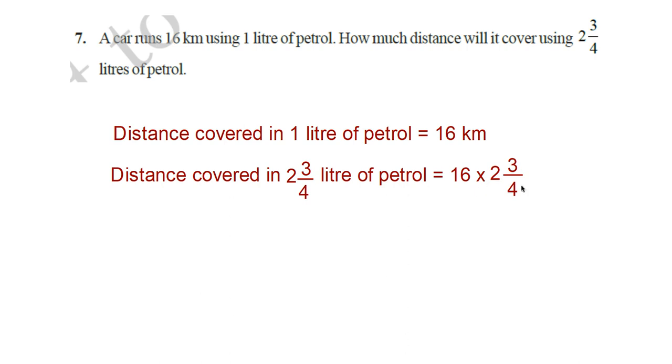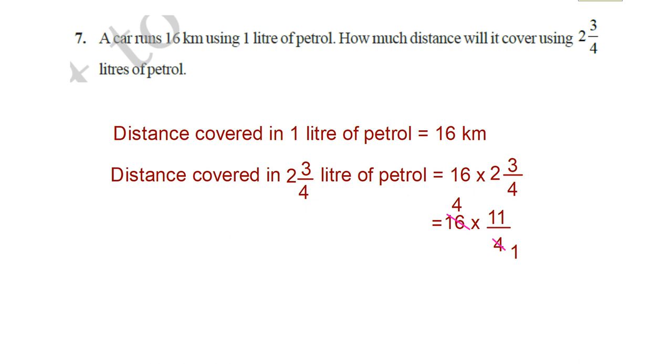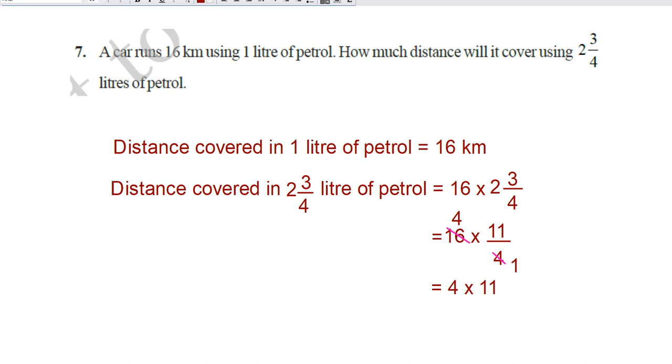Now you change 2 3 by 4 into an improper fraction. It is 16 into 11 by 4. Here 16 and 4: 4 ones are 4, 4 fours are 16. So the numerator will be 4 into 11 by 1. That is 4 into 11 equal to 44 kilometer.